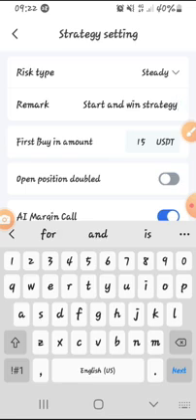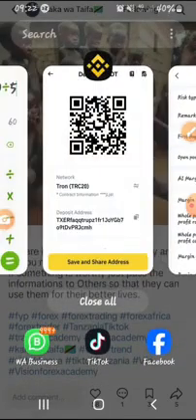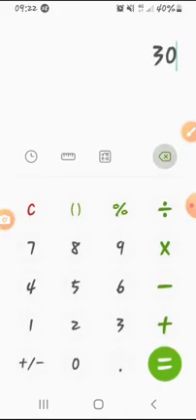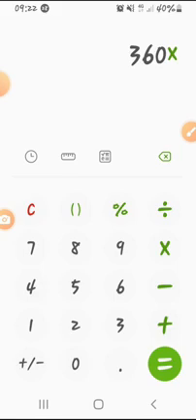Then we have first buying amount. First buying amount, this is the amount of money which is going to be used by the robot the first time when you activate your coin. So first buying amount according to our capital, it depends on the capital you have. Let us first go to the calculator. Let's say you have $360. You can say I'm going to use 15% of my capital as your first buying amount.